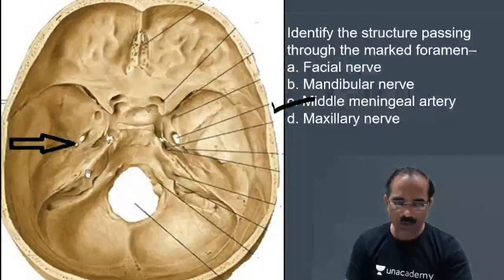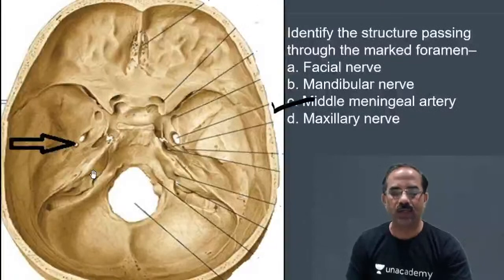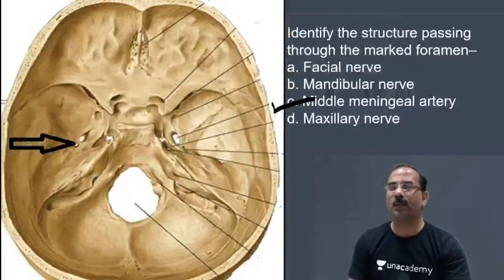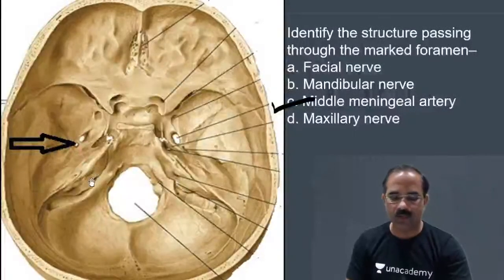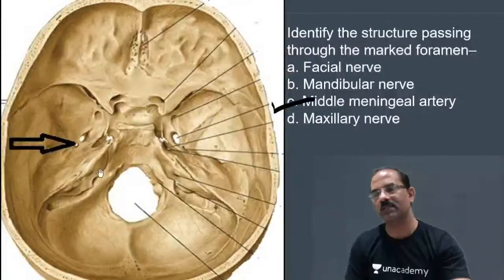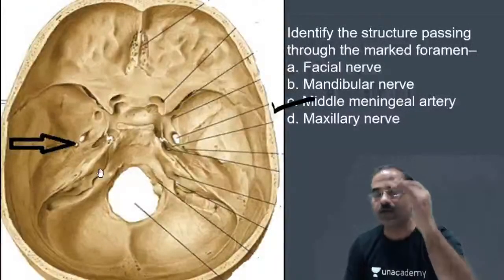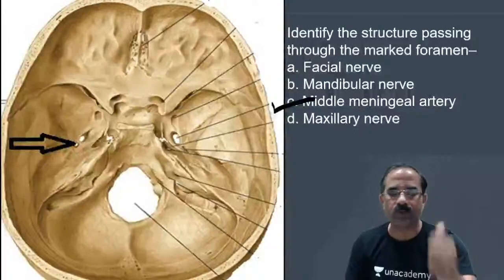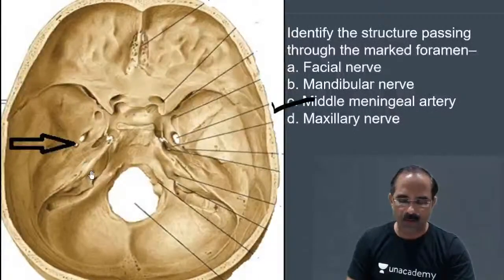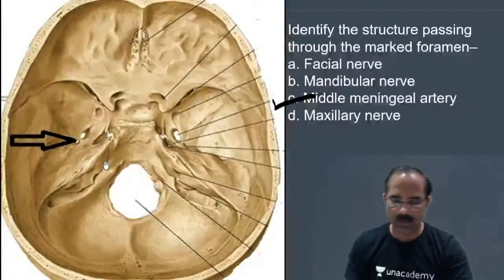And what is this foramen here? Students, what is this foramen? This is the internal acoustic meatus. What passes through it? The 7th nerve, the 8th nerve and the labyrinthine artery.